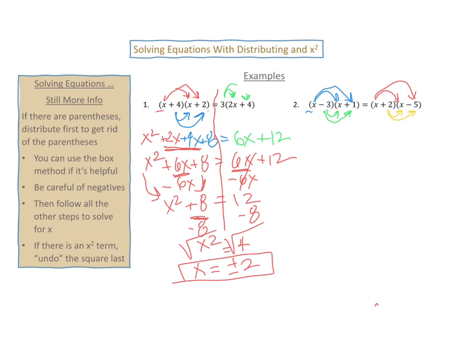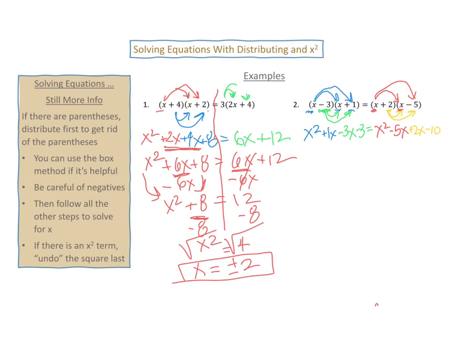X times x is x squared. X times 1 is plus 1x. Negative 3, because remember the sign in front of the number goes with the number, times x is minus 3x. Negative 3 times 1 is negative 3. X times x is x squared. X times negative 5 is negative 5x. 2 times x is 2x. And 2 times negative 5 is negative 10.